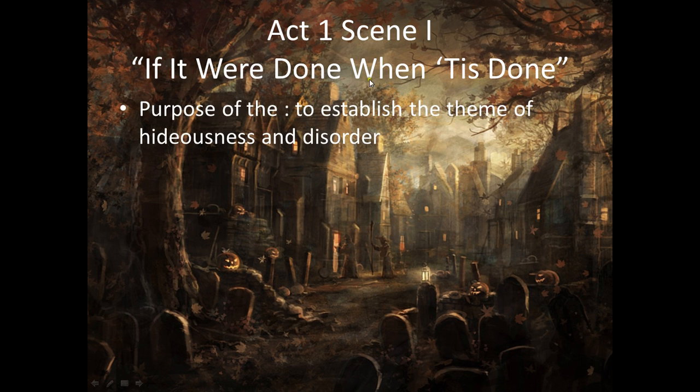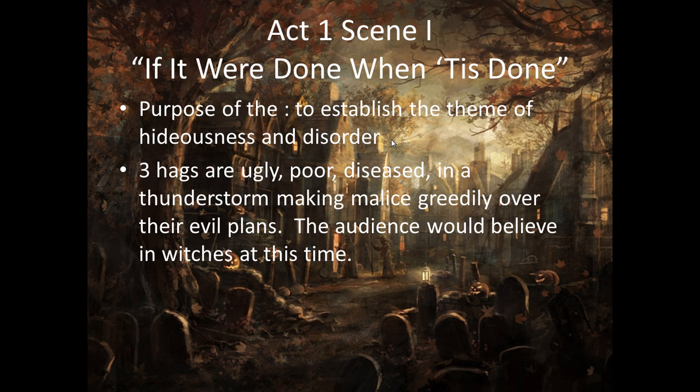So the purpose of this scene is to establish the theme of hideousness and disorder with these witches, because they are hideous and they are disorderly. You've got these three hags that are ugly, poor, diseased. They're making all kinds of mischief in the thunderstorm, and this is how people saw witches at this time. They would never have believed in a witch like Harry Potter, well, excuse me, you Harry Potter fans, he's a wizard, I know. Or Sabrina, the teenage witch, a beautiful witch, Charmed, for example. That's not how people saw witches in this time period.